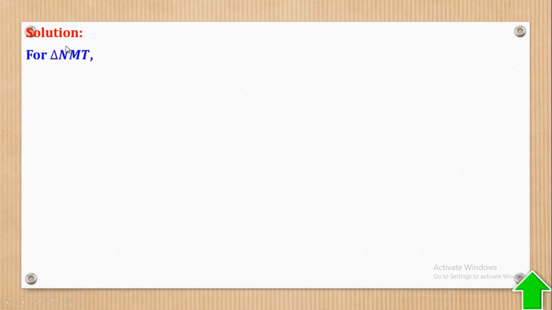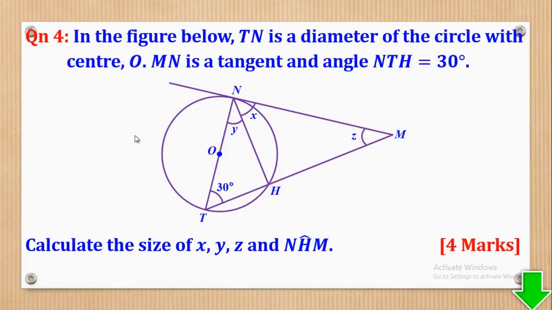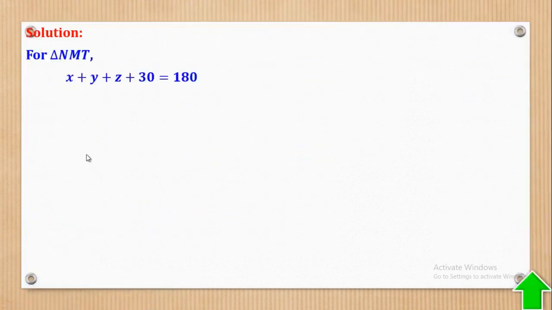So for triangle NMT, we shall come up with that. When we go to this triangle NMT, remember angles of a triangle add up to 180. Therefore, 30 plus x plus y plus z will give you 180. So this is why we write this here.